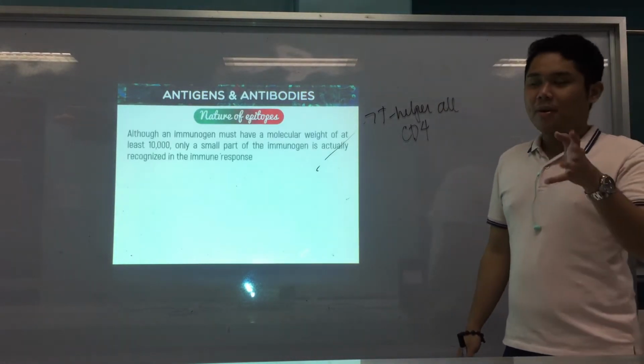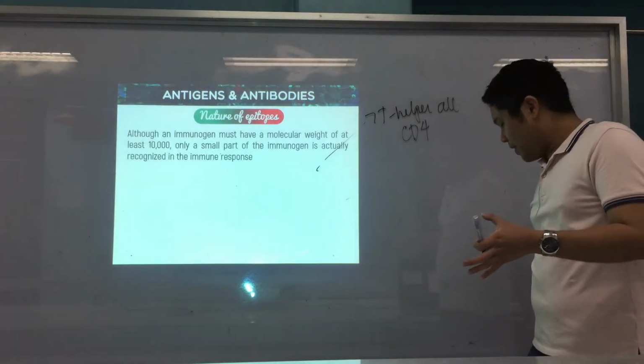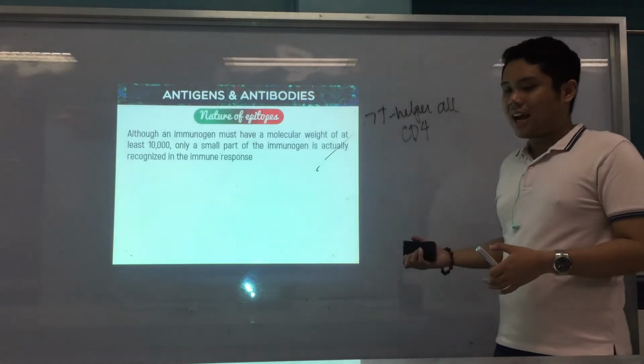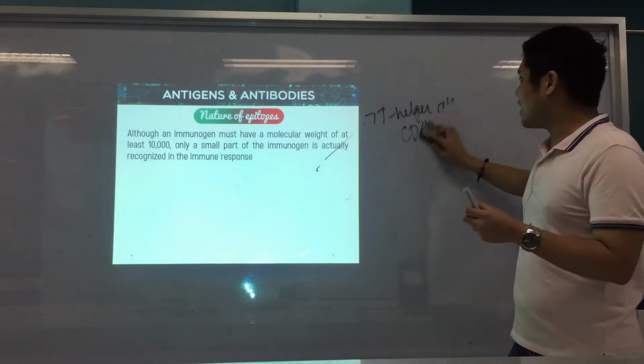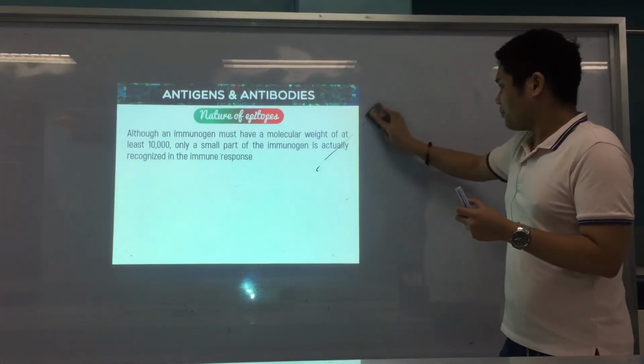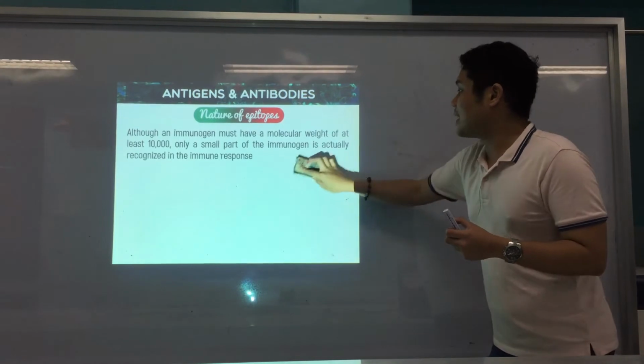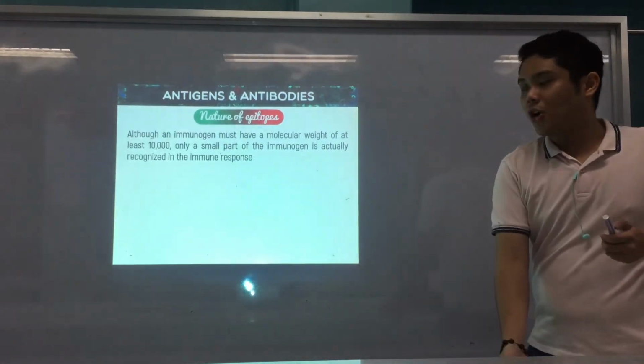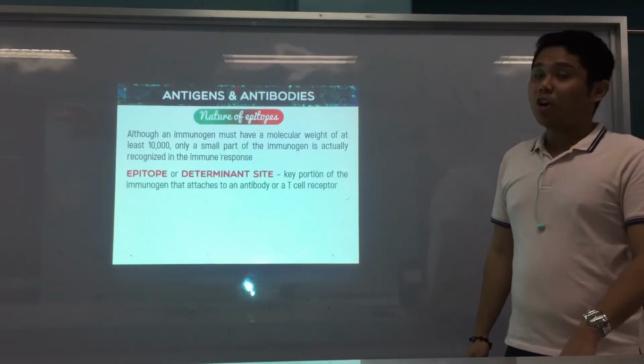Your immunogen needs to be large in size, but only a small portion of the antigen is needed for it to be recognized by the cells in your immune system. That is what we call your epitope, or determinant site.